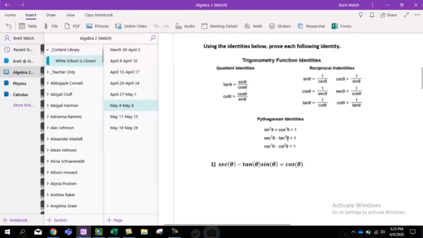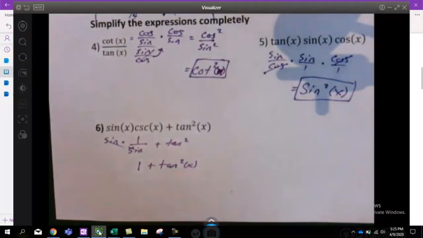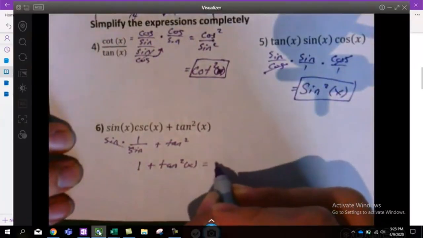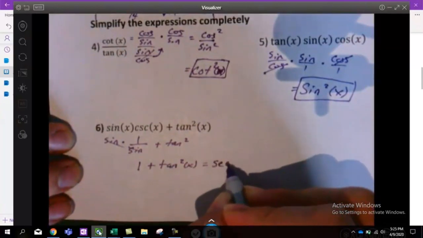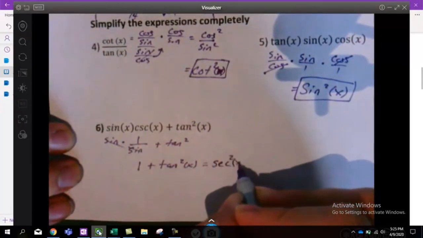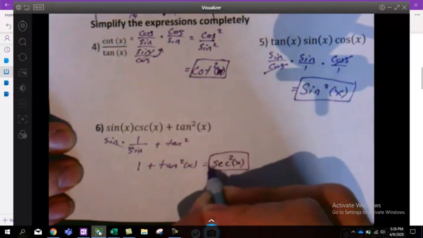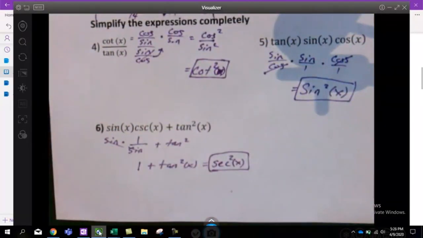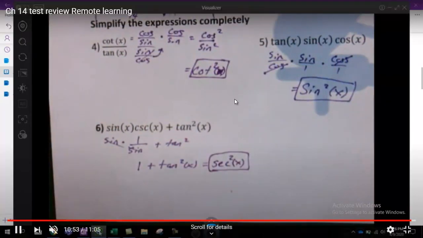Right here, it has secant squared minus tangent squared equals 1. And if you were to add the tangent squared over to the right side, that secant squared would be alone. But that secant squared would be equal to 1 plus tangent squared. And since that's what I have right here, 1 plus tangent squared, I can say that this is equal to the secant squared of x. Will they all be squared? No, that's not a realistic deal. That's probably not that common.